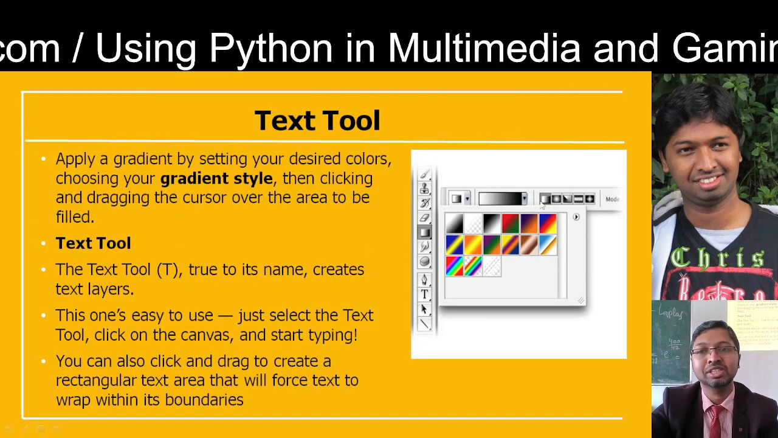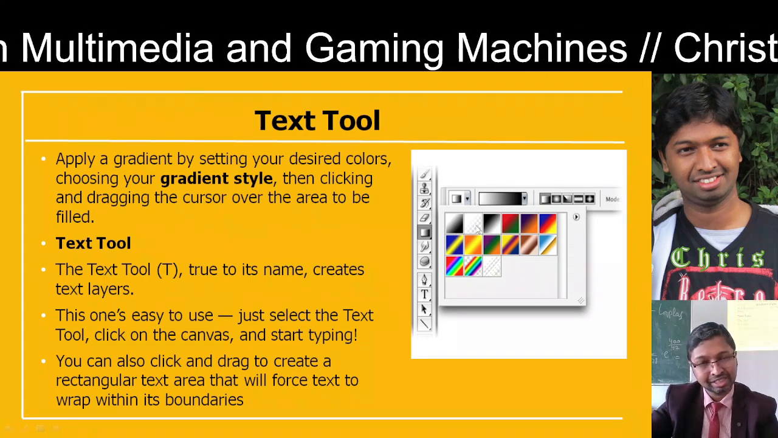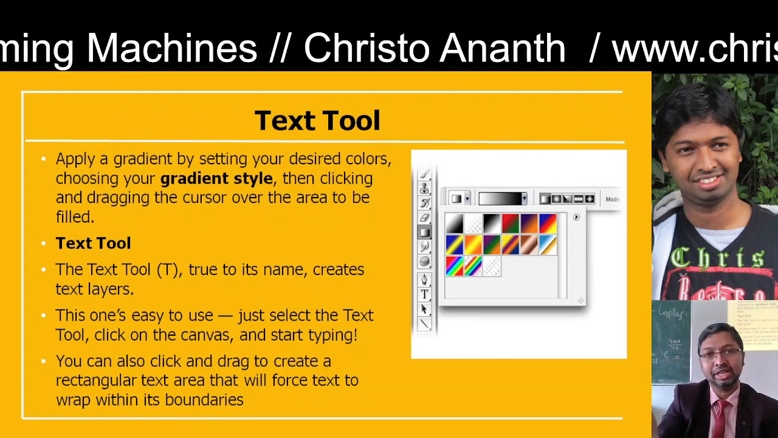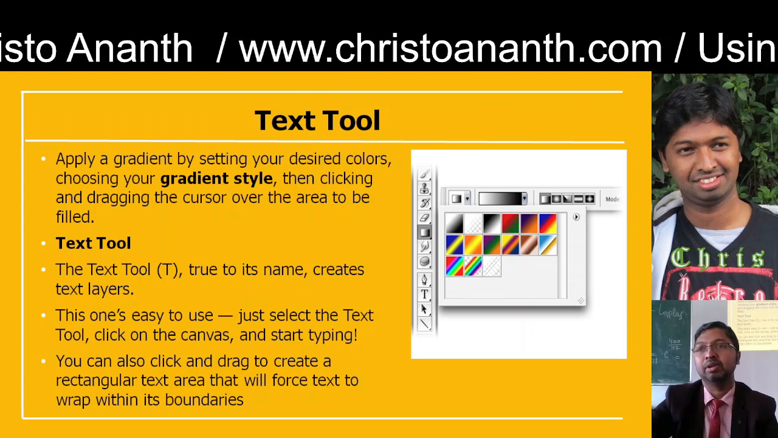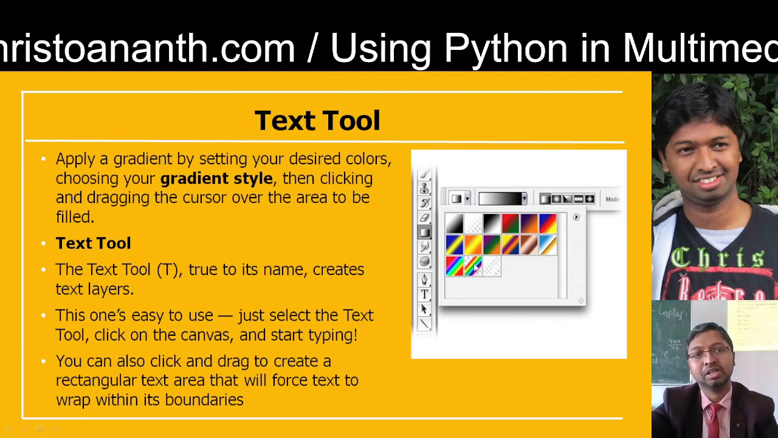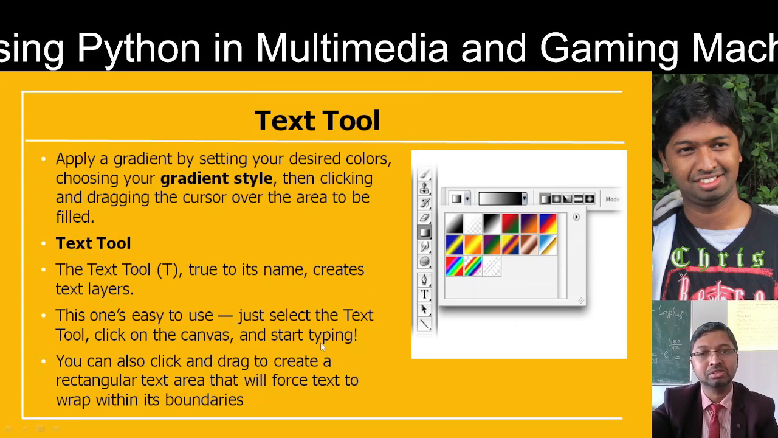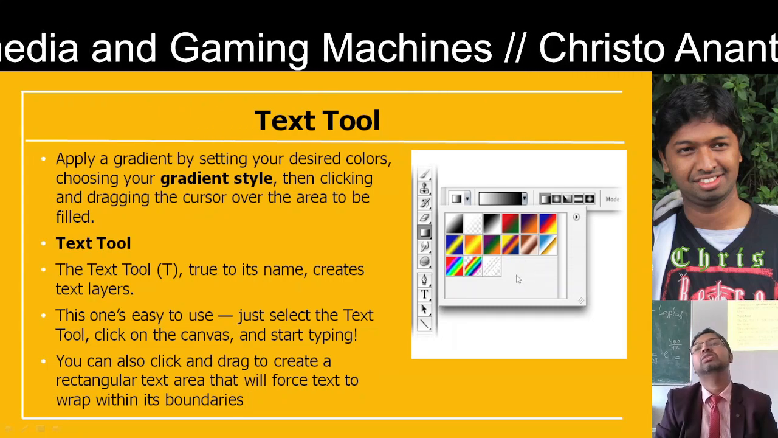See over here, you can choose different gradients, like different mosaic patterns, different colors that you can choose. You can apply a gradient by setting your desired colors. Choose your gradient style and maybe clicking and then dragging the cursor over the area to be filled. Okay. Then you have the text tool. Okay, so that is what you are going to use to create a text layer. Okay, so it's much easier to use. Okay, so you can select the text tool, you can click on the canvas, and maybe you can choose to start typing.